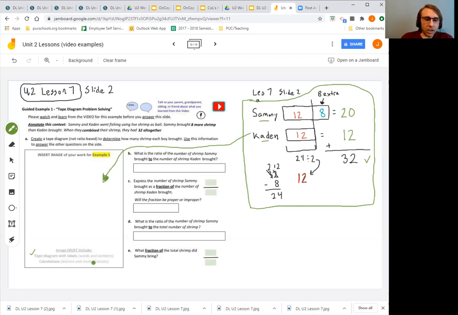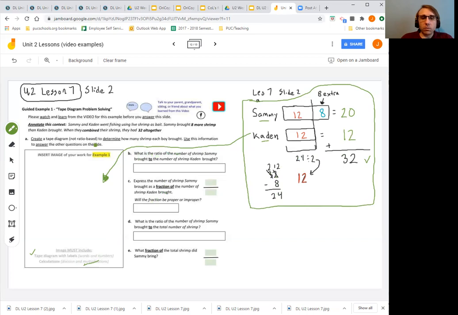And then it says multiplications. That's not true. I'm going to change that for you all. The calculations you should have are addition and subtraction. Subtraction to find the 24, and addition to find the 32. So I will change that for you all later on. It shouldn't say that in yours. All right, so let's move on to part B.